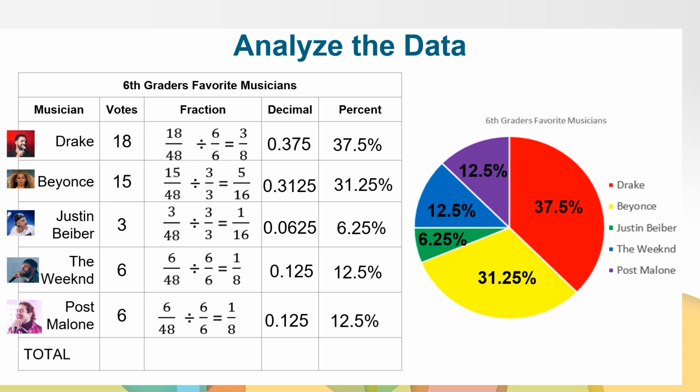We can check our work by adding up all the values. The sum of all the student votes will be 48. The sum of all the fractions should be 48/48, which is equivalent to 1 whole. And adding all of the decimals together will also give us 1 whole. And finally, when we add all the percentages together, we get 100%.